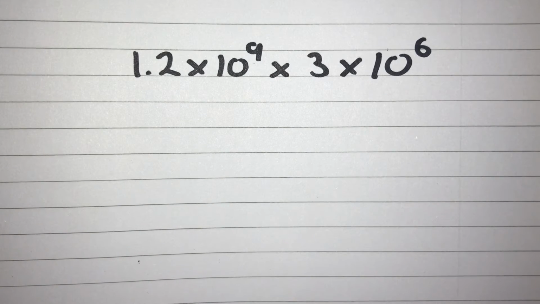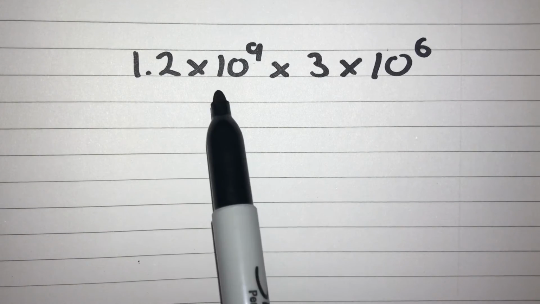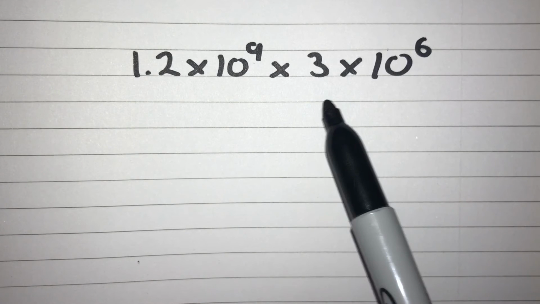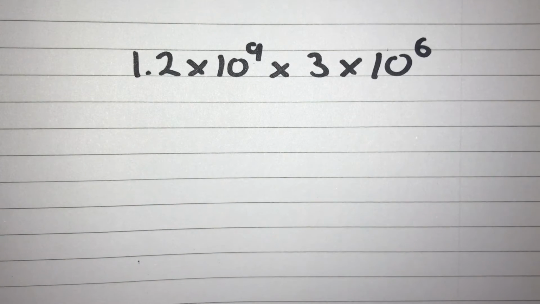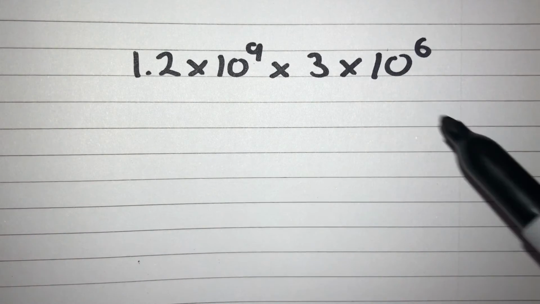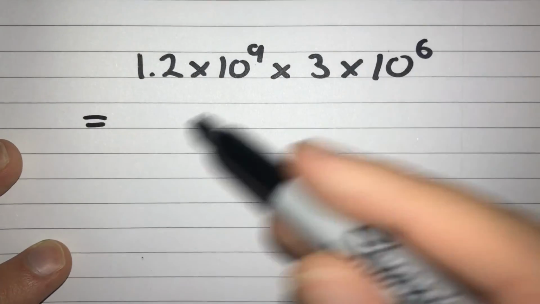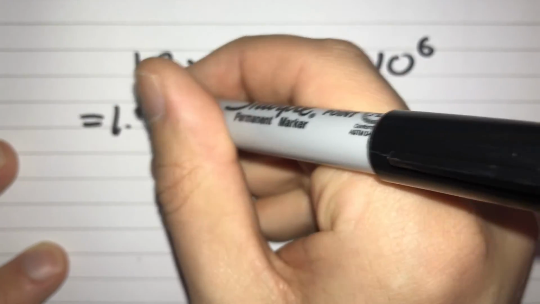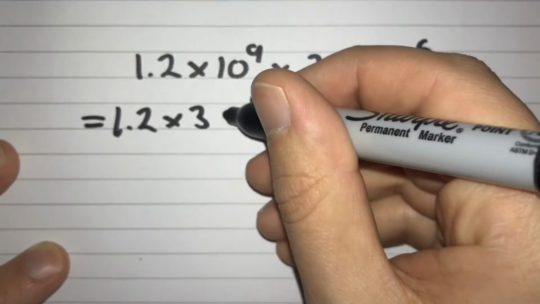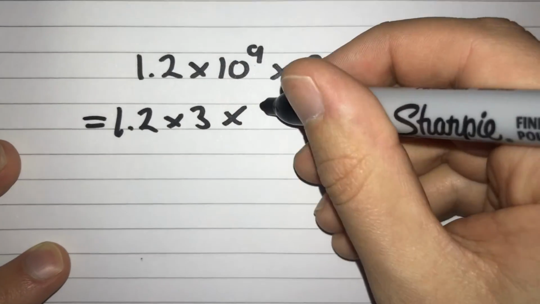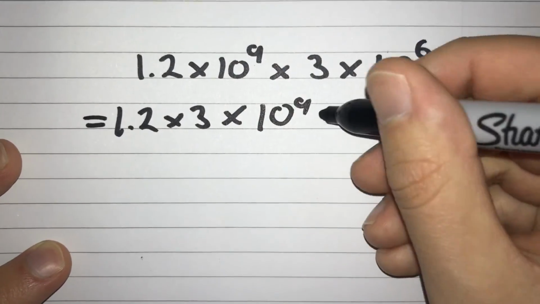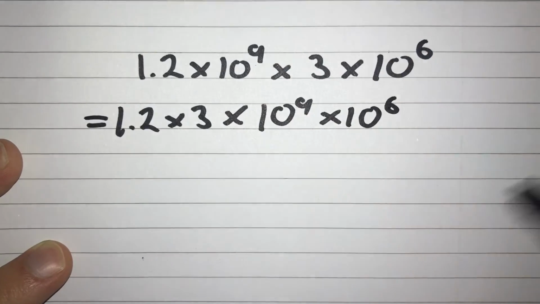So if you just want to pause the video for this first question, we've got 1.2 times 10 to the power of 9 multiplied by 3 times 10 to the power of 6. If you pause the video for a moment, I'll go through this in a second. So let's go through this question here then. So first of all, we want to rearrange our numbers. So 1.2 times 3 we'll have out the front. And then multiplied by 10 to the power of 9 multiplied by 10 to the power of 6.